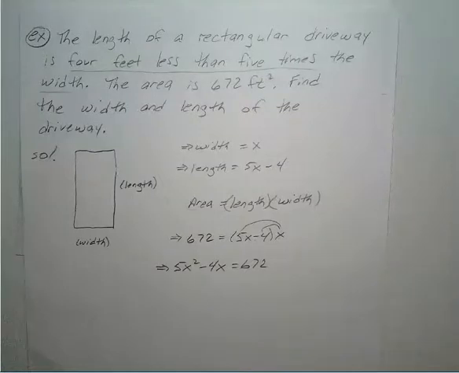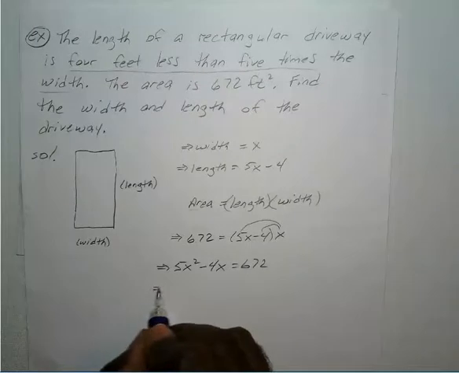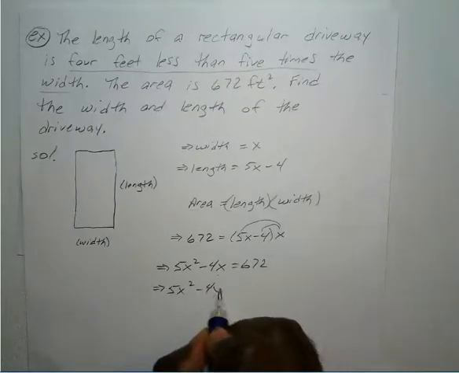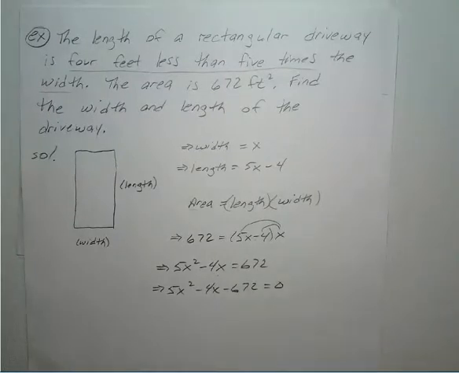Personal quirk. Okay, so if we subtract 672 from both sides, we have 5x squared minus 4x minus 672 equals 0. Okay, so now we have our quadratic equation in quadratic form.